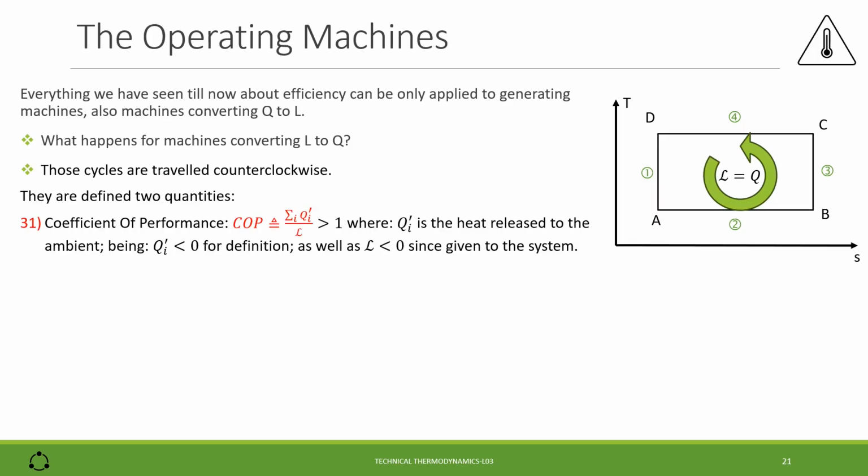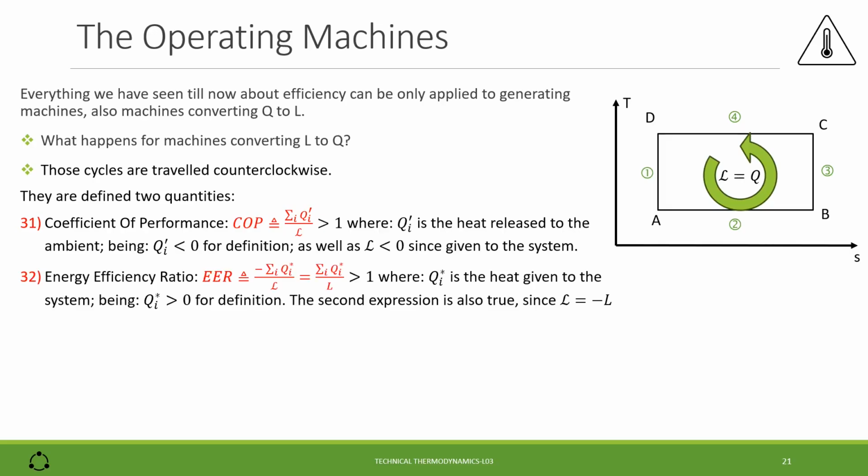The first definition is the coefficient of performance, that is, the ratio between the sum of the heats Qi prime, where Qi prime is the heat released to the ambient, and the thermodynamic work, and this quantity is greater than 1. Since Qi prime is the heat released to the ambient, it is negative by definition, as well as the thermodynamic work because it is given to the system. So at the end, this quantity is positive.